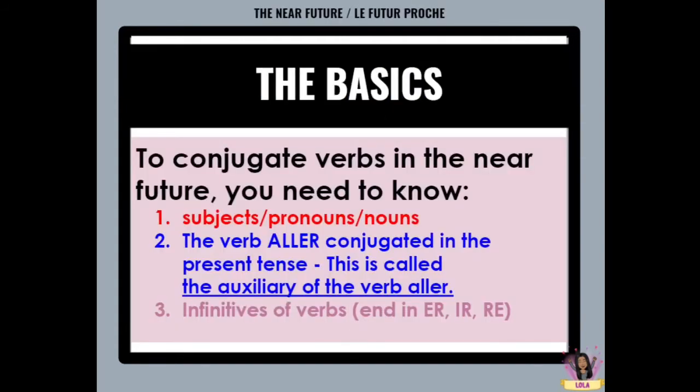So here are the basics. Basically, to conjugate verbs in the near future, you need to know the following things. First, you need to know subjects, pronouns, or nouns, and I'll get into detail in the next couple of slides about all these things. The second thing is the verb aller conjugated in the present tense, and we call this the auxiliary of the verb aller. And the third thing you need are the infinitives of verbs ending in ER, IR, or RE.